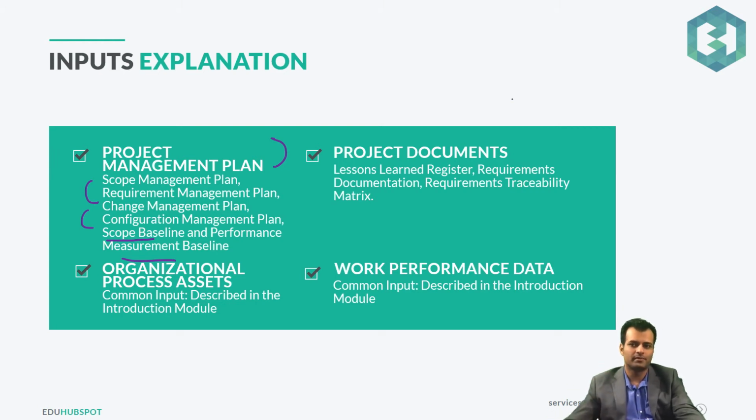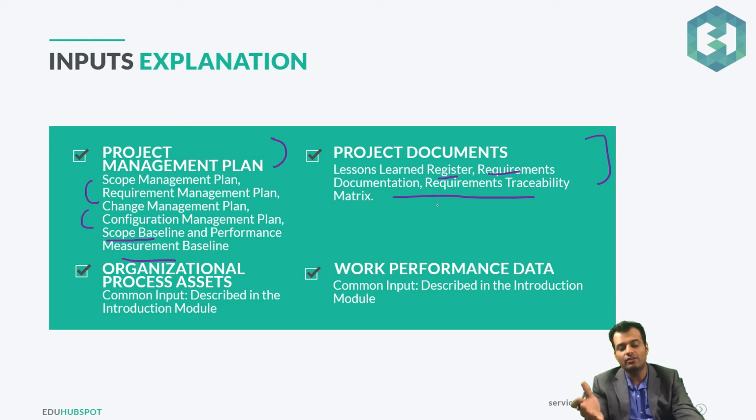On the project documents side, we have the lessons learned register. So whatever mistakes have been made in your previous projects, or whatever good things you have gained from this project or bad things you have done in this project, you want to have a track of all those things. You want to make sure that they are helping you in tracking the scope and in controlling the scope. So you need the lessons learned register as an input. And of course you need the requirements documentation and the traceability matrix, because scope is all about the requirements, right?